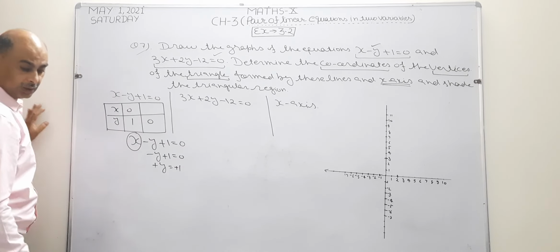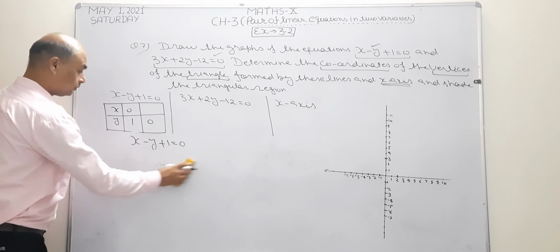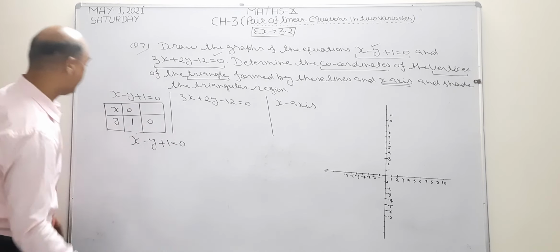I write here 1. Now write down the second given equation again. Second time I am going to take its y as 0.